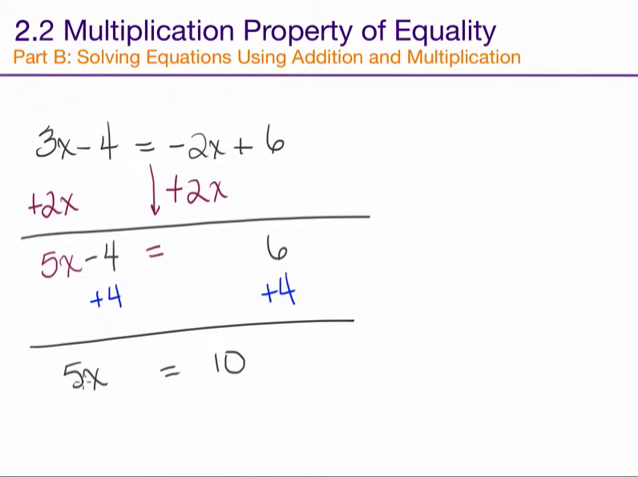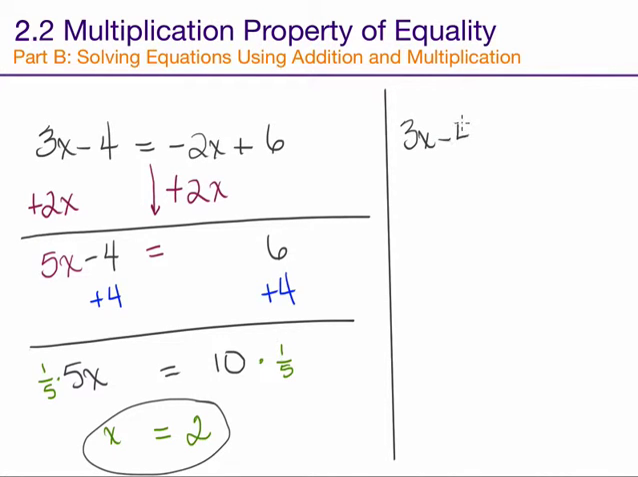Lastly, since this is a multiplication, I can multiply both sides by 1 over 5. 1/5 of 5 is 1, and 1/5 of 10 is 2. I don't need the 1, and there's my answer. Let's check it.